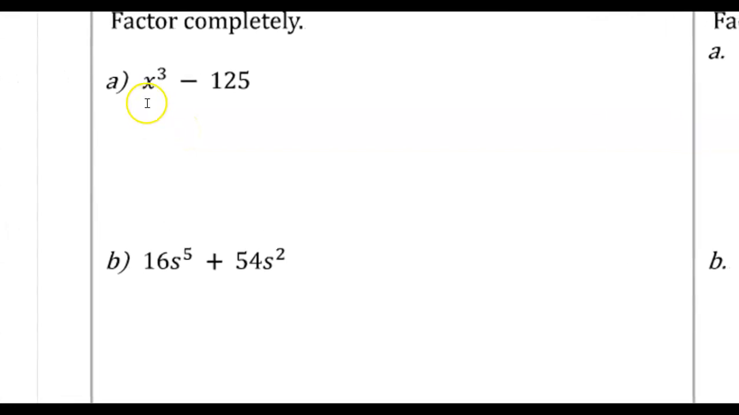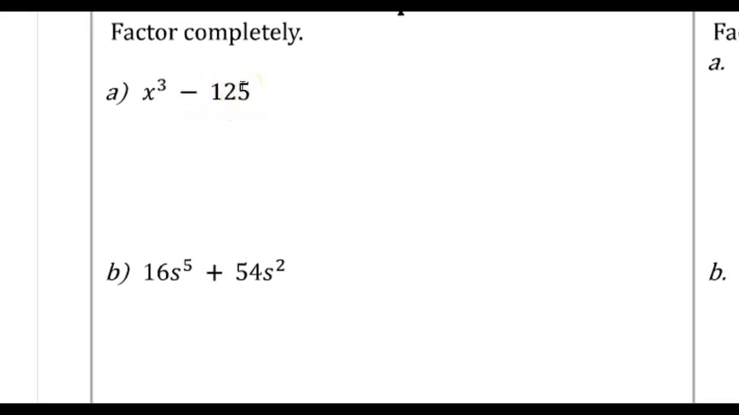Okay, looking at this, I recognize first that I have x cubed and it's subtracting. So I know I'm going to use the difference of 2 cubes. And then this 125, I want to write as a number being cubed. So 125 is the same as 5 cubed, or 5 to the third power.